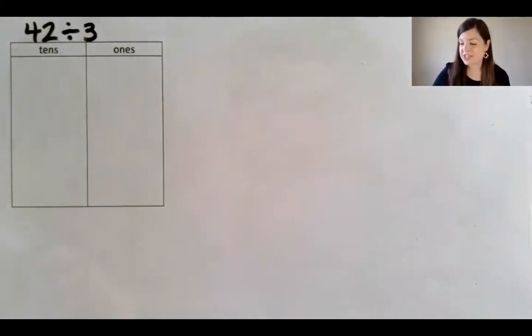Let's read this expression together. 42 divided by 3. Say 42 in unit form. 4 tens, 2 ones. And how many groups are we dividing 42 into? 3 groups. So pause the video here, represent 42 on your place value chart, and make space for 3 groups below. And also set up the problem to get ready for long division. Then come back and we'll continue working the problem together.